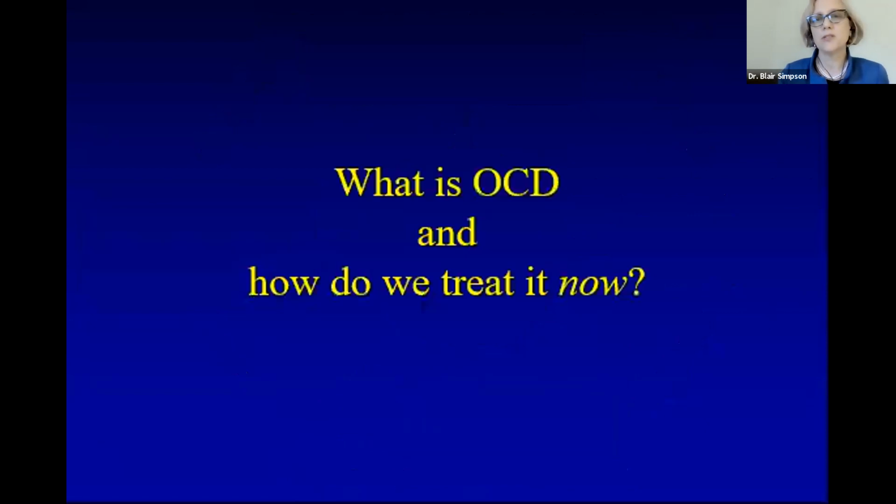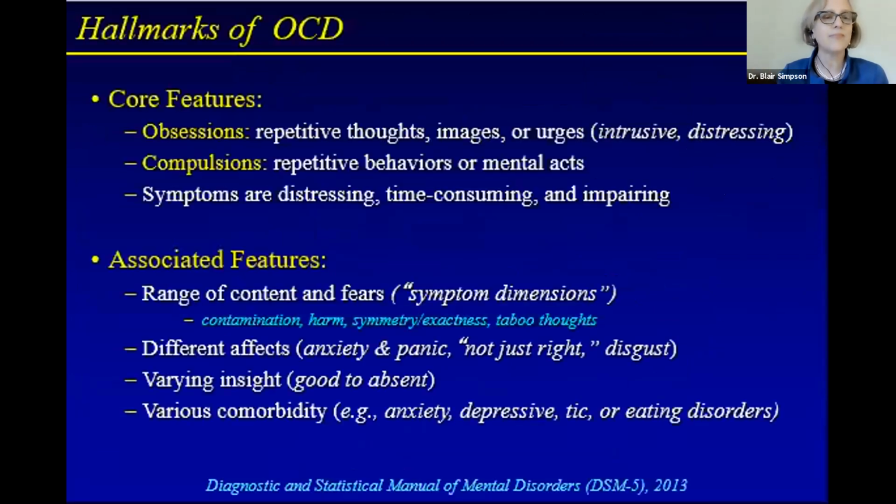But first, just to make sure we're all on the same page, what is OCD and how do we treat it now? The hallmarks of OCD are pretty straightforward. The core features are obsessions and compulsions. It's right in the name, obsessive compulsive disorder. Obsessions are repetitive thoughts, images, or urges that are intrusive and distressing.